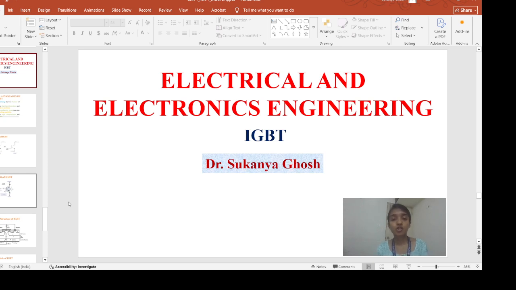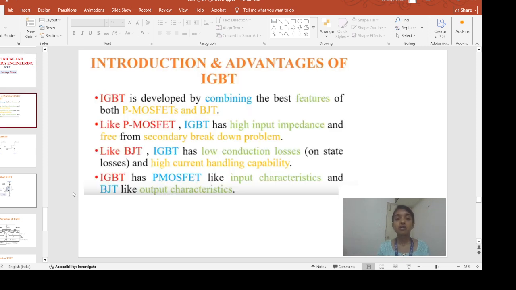Welcome to this particular lecture, which is on insulated gate bipolar transistor or IGBT. This is another power semiconductor device. So, this IGBT has been developed by combining both power MOSFET and power BJT. So, it takes the advantages of both power MOSFET and power BJT.